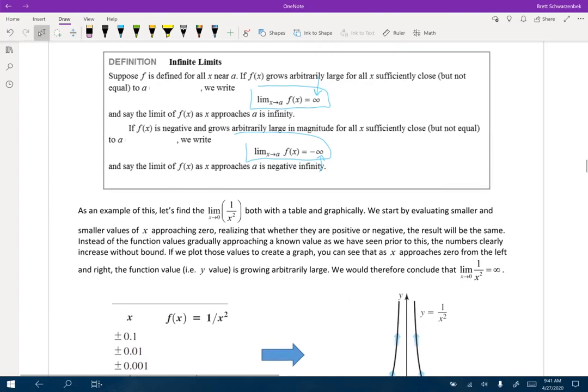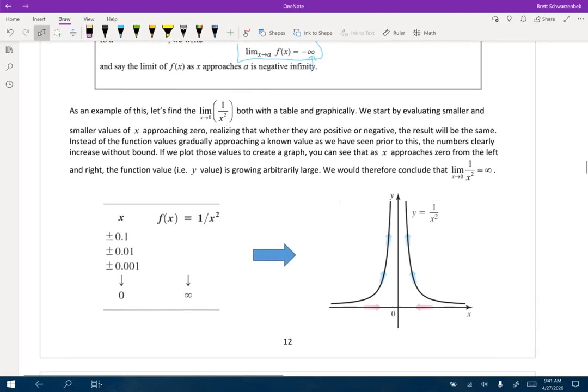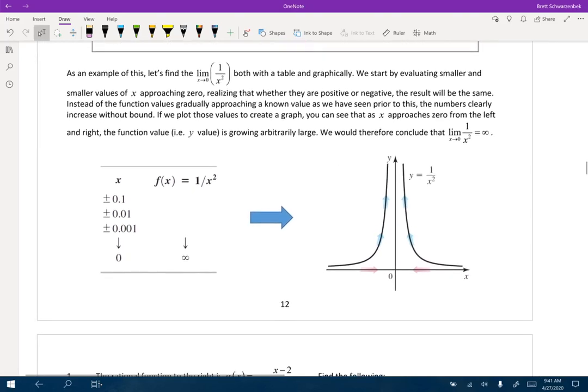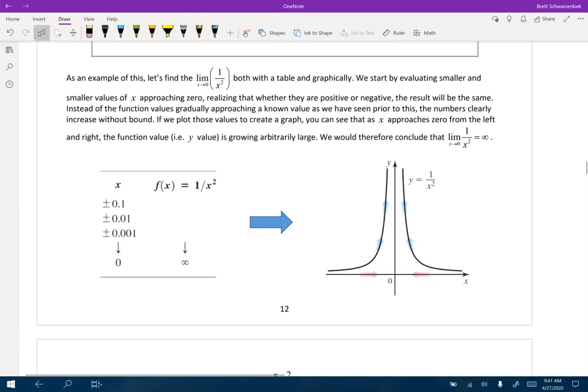Okay, so let's talk about a very common example of an infinite limit. Look at this one right here. We want to find the limit as x goes to 0 of the function 1 over x squared. We're going to use a table and a graph to do that, because I want to make sure that you clearly see what's going on.